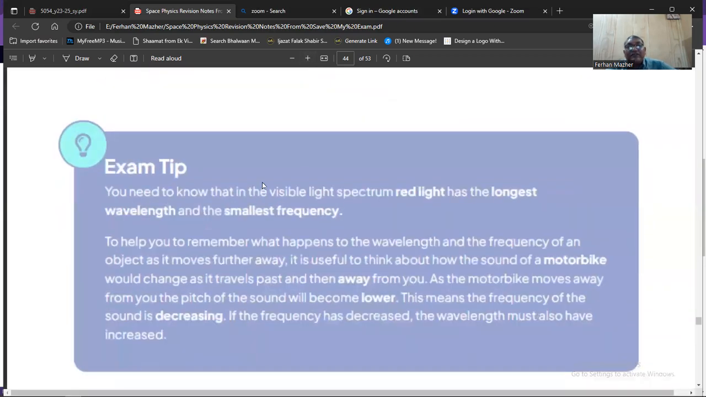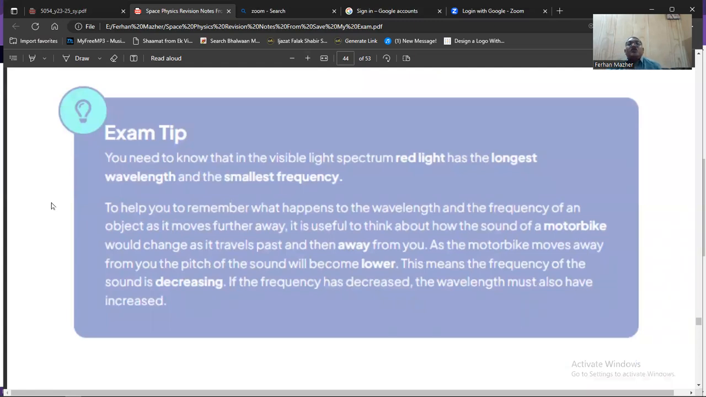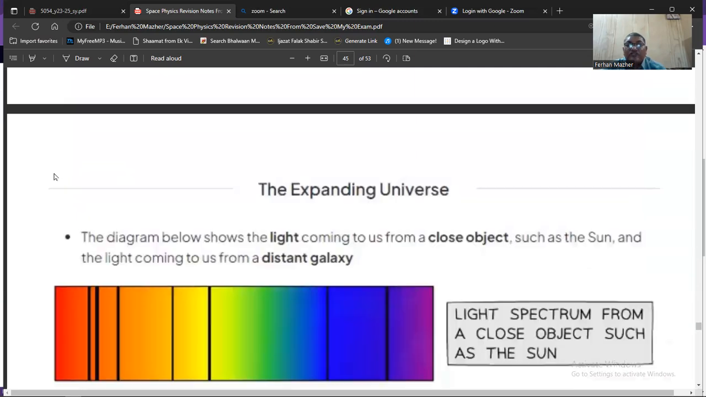So here we have some exam tips. You need to know that in the visible light spectrum, red light has the longest wavelength and the smallest frequency. To help you remember what happens to the wavelength and the frequency of an object as it moves further away, it is useful to think about how the sound of a motorbike would change as it travels past and then away from you. As the motorbike moves away from you, the pitch of the sound will become lower. This means the frequency of the sound is decreasing. If the frequency has decreased, the wavelength must have increased. The opposite will be happening.